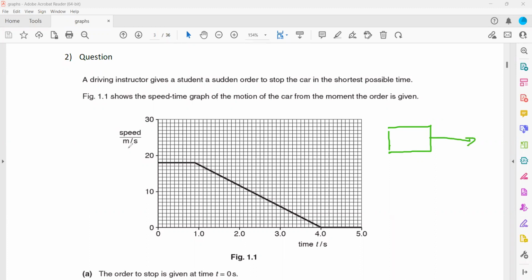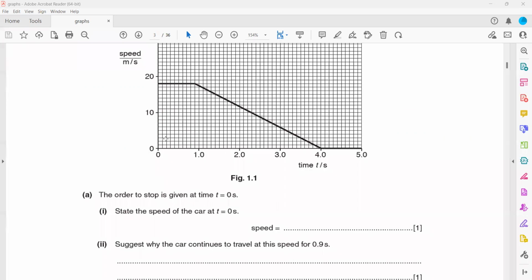Why won't the speed change for some time? As you can see here, even though the instructor gives an order here, the car does not change speed; it continues to move with a constant speed. Why? Because if you're driving a car and someone gives you an instruction to stop, you will take time to react. It's not instant. When you're taking time to react, the object will continue to move with its original, constant speed.